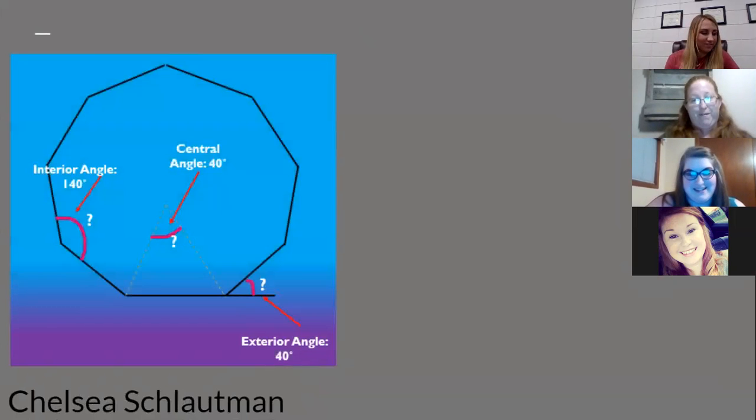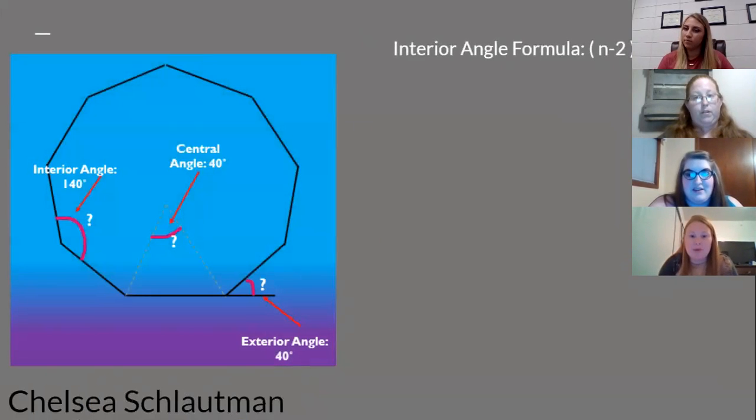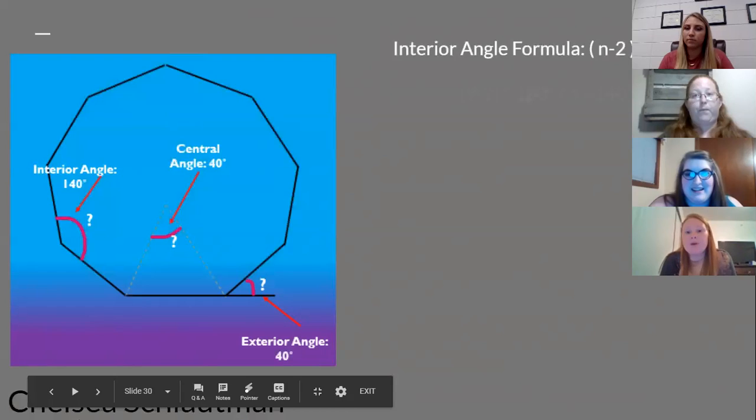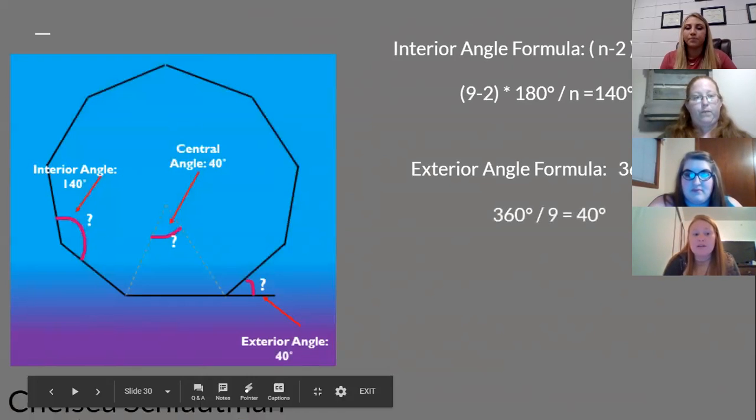All right, Tracy. We're going to look at this figure here, and we need to determine the interior angle, the central angle, and the exterior angle. There is a formula that we're going to use to find each of those. We start with the interior angle. The formula is n minus 2 times 180 divided by n. When we plug in the numbers, the number of sides is 9, so 9 minus 2 times 180 divided by the number of sides again, which is 140 degrees for the interior angle.